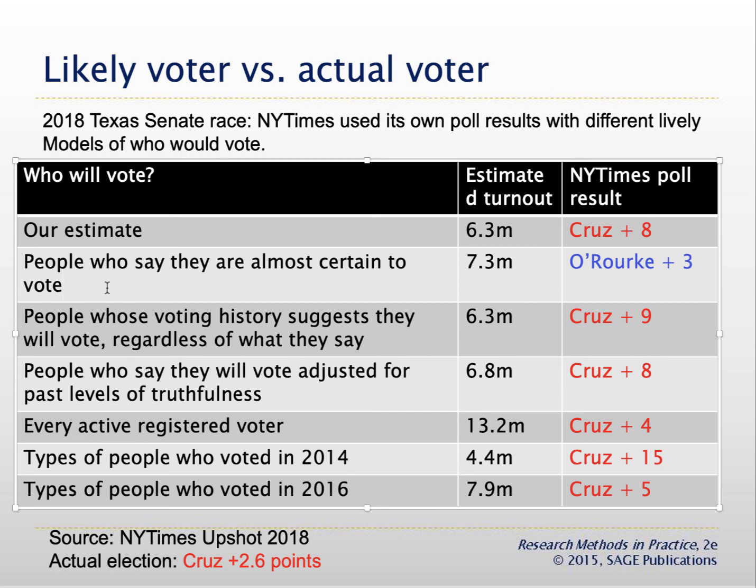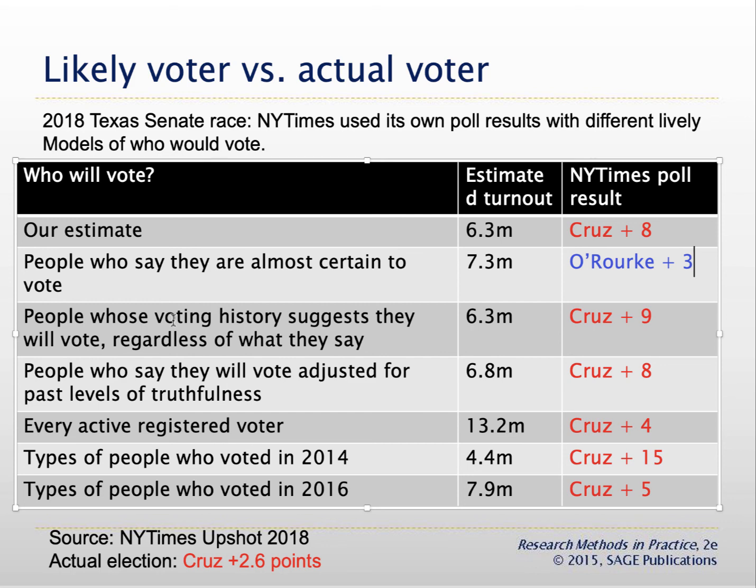This was a very unusual election for political reasons. And O'Rourke was getting a lot of attention. A lot of people were like, I'm going to vote, I'm going to turn out. So here's another way of looking at it. People who say they are almost certain to vote boosted turnout by a whole million people. And in that, O'Rourke led by 3 points. Wow, what a difference how you model who's going to turn out.